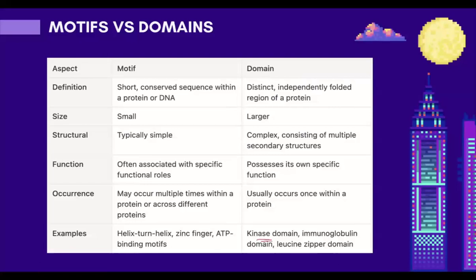That makes sense. A motif is smaller and the domain is larger. A motif becomes more complex. It has multiple secondary structures, like it's at a higher level of protein development. Certain examples that you should know are helix-turn-helix, zinc finger, and ATP binding motifs. These are just good examples to know. As for domain, the only one you need to know is the kinase domain. Is that difference clear?